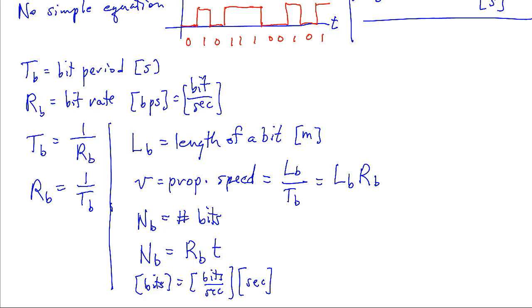So for example, if we solve for t, we get N_B over R_B, and we see that the time it takes to send a file is directly proportional to the size of the file. So you double the size of the file and you double the time it takes. But it's inversely proportional to the bit rate because as you increase the bit rate, it takes less time to send. So for example, you double the bit rate and you cut the transmission time for that file in half.